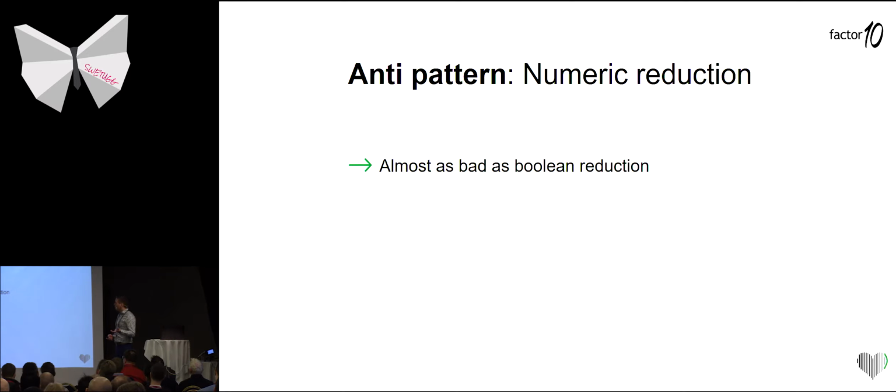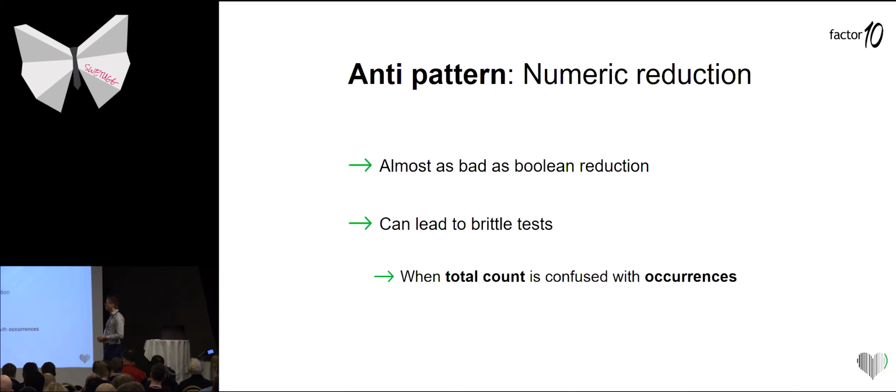What we had before was numeric reduction, and numeric reduction is almost as bad as Boolean reduction. It's a little bit better because there are more numbers than Booleans, but it's not very useful. It doesn't help us when we reduce things to numbers, to counts. And it can lead to brittle tests, as we saw when we add new test data, unless we use test data local to the test, of course.